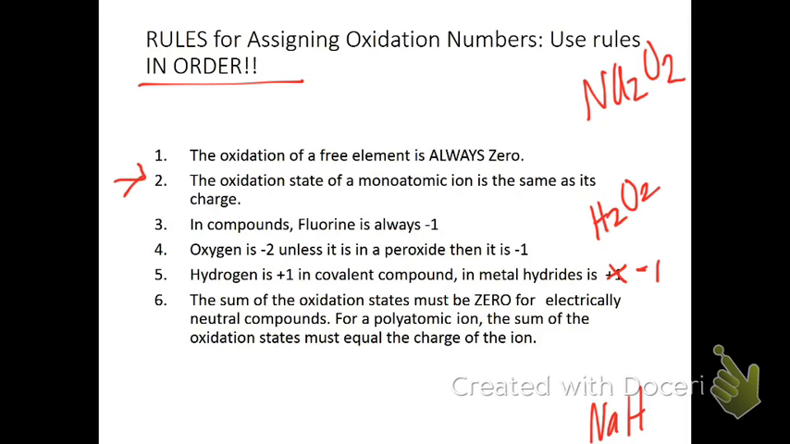And then the last one, rule number 6, states that the sum of all these oxidation states has to equal either 0 for an electrically neutral compound, or, if it's a polyatomic, the charge of the polyatomic. Okay, so we are going to do some examples.